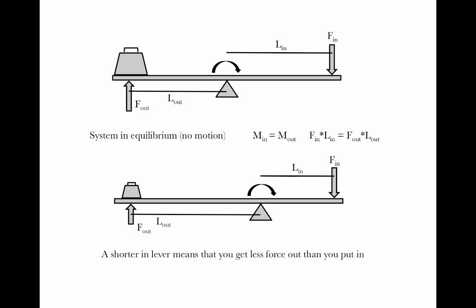A longer out lever means that you get less force out than you put in. Another way of putting that is you're having to put in twice as much force to lift the same amount of weight. In this case, you'd be at a mechanical disadvantage. You get less force out than you put in.